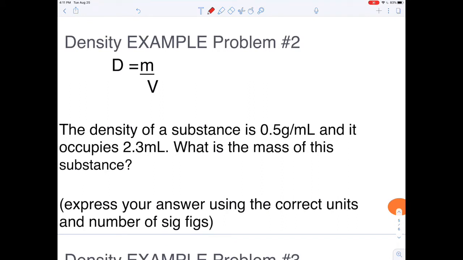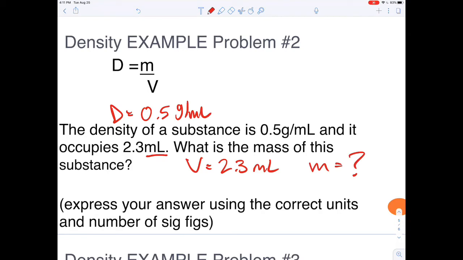Our second example problem here. The density of a substance is 0.5 grams per milliliter. So they give us density, and it occupies 2.3 milliliters. Milliliters is always going to be volume. What is the mass? I don't know the mass here, so I'm going to help you out. If we do some algebra, we can rearrange this equation, and mass is going to equal density times the volume. So all you have to do is plug in these numbers and solve for the mass.